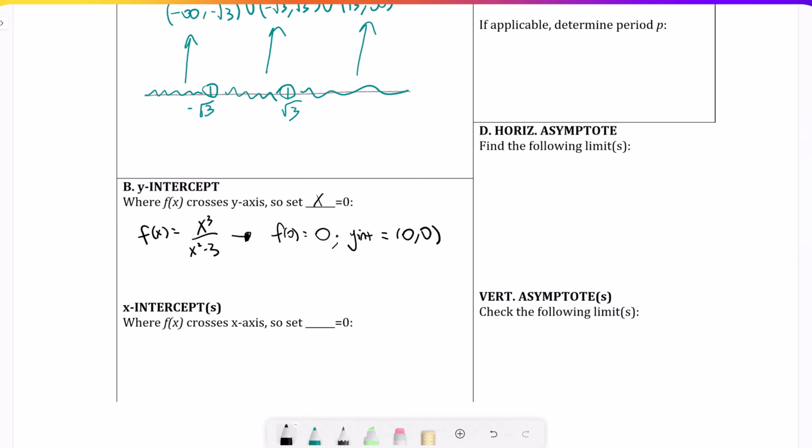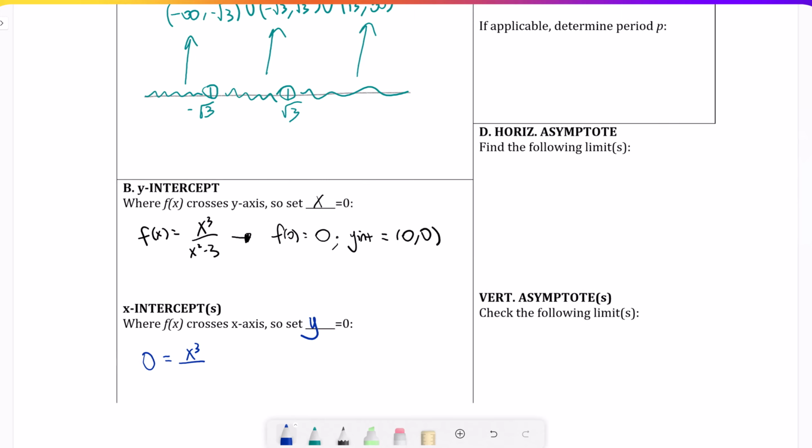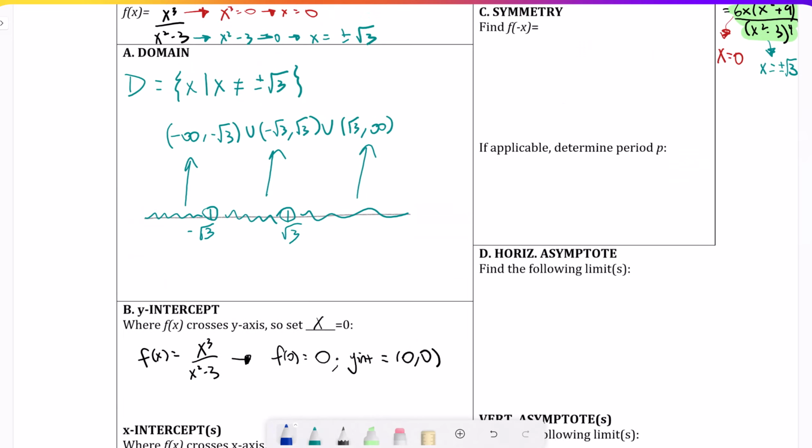The x-intercept is where the function crosses the x-axis. And so in this case, we're going to flip it and set y equal to 0. That means we're going to have 0 equals x cubed over x squared minus 3. The only way that can happen is if x is equal to 0. So the only place this thing touches the x-axis is the only place where it touches the y-axis, and that will be the origin. Okay, so that gives us one key point that's on our curve.